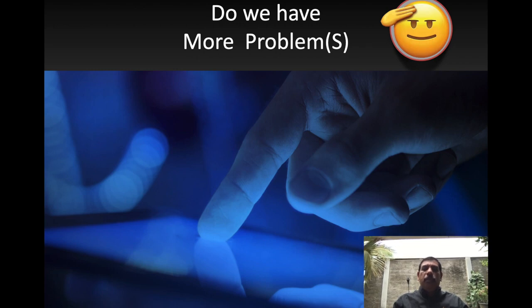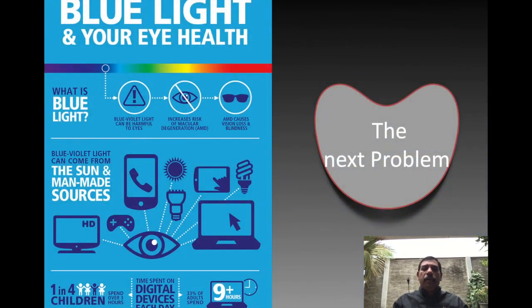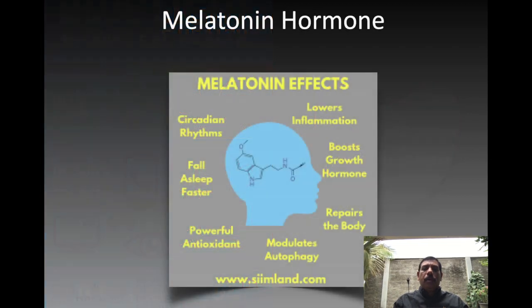Yes, we do have more problems. The blue light. Blue light is important, but how it can damage, let us see. How it can alter the hormone called melatonin in our body. And what is the effect of melatonin in our body? It is a hormone. It is important for maintaining the circadian rhythm, especially for the sleep.